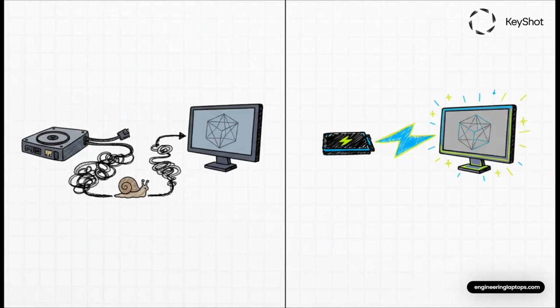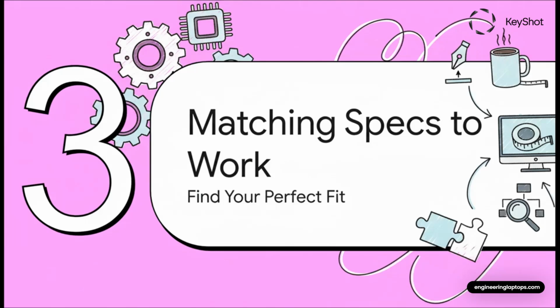A 1 terabyte NVMe drive for your operating system and your active projects, that's the perfect starting point. Okay, so we've covered the individual parts. Let's move on to Section 3, matching specs to your work. Now we get to translate all that technical jargon into the perfect build for your specific workflow.